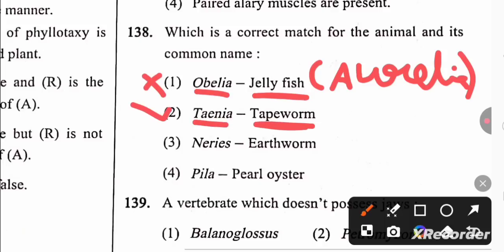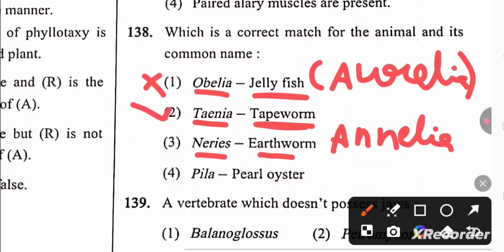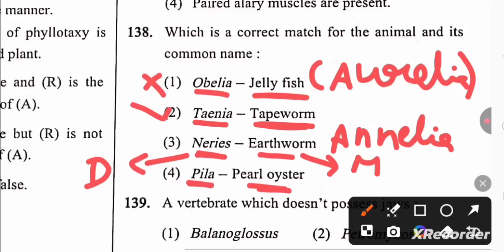Nereis earthworm. Both belong to phylum Annelida, but difference what? Nereis is dioecious, whereas earthworm are monoecious. So this is the difference. Then next, Pila means a snail, not pearl oyster. So the correct match in this case is Taenia tapeworm.